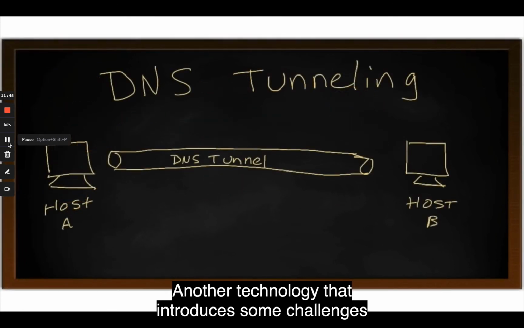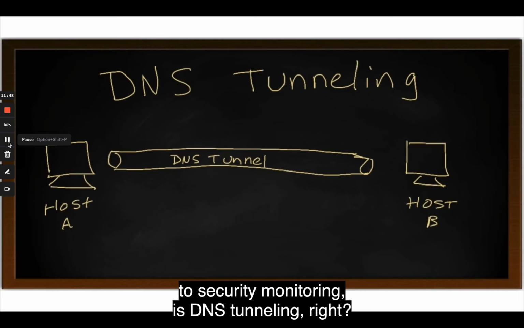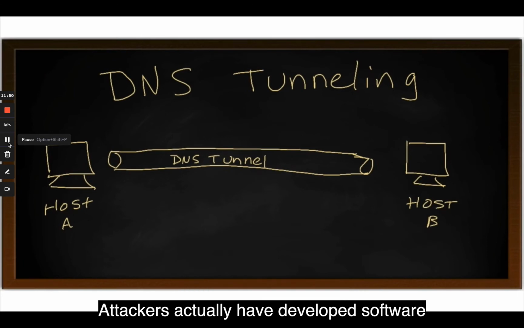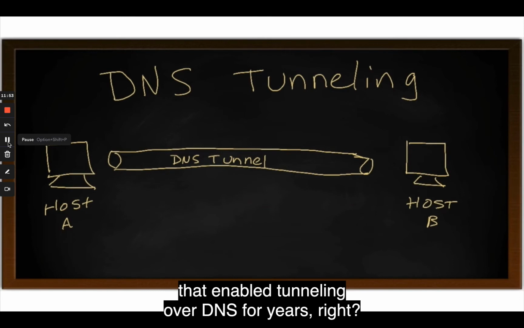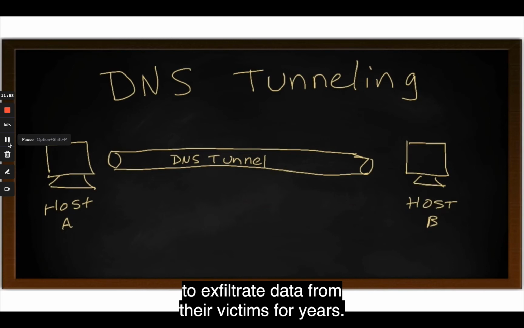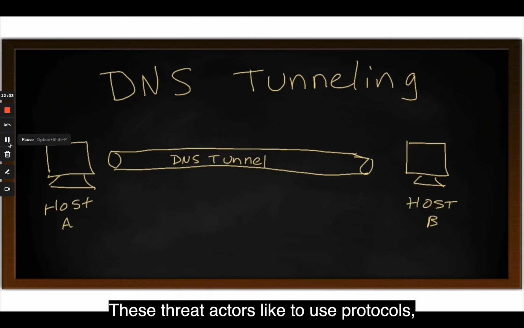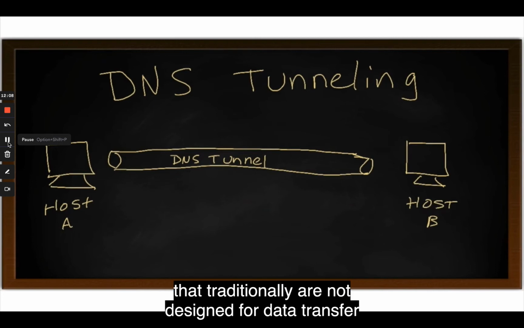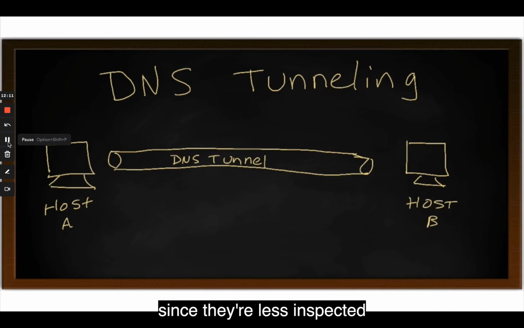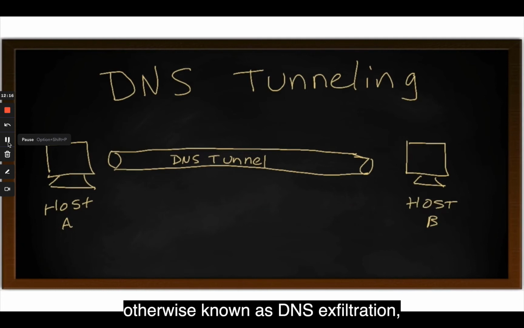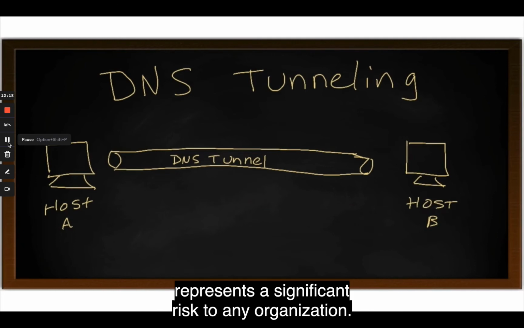Another technology that introduces some challenges to security monitoring is DNS tunneling, right? Attackers have developed software that enables tunneling over DNS for years. They have been using this to exfiltrate data from their victims for years. These threat actors like to use protocols that traditionally are not designed for data transfer, since they're less inspected in terms of security monitoring, right? So undetected DNS tunneling, otherwise known as DNS exfiltration, represents a significant risk to any organization.